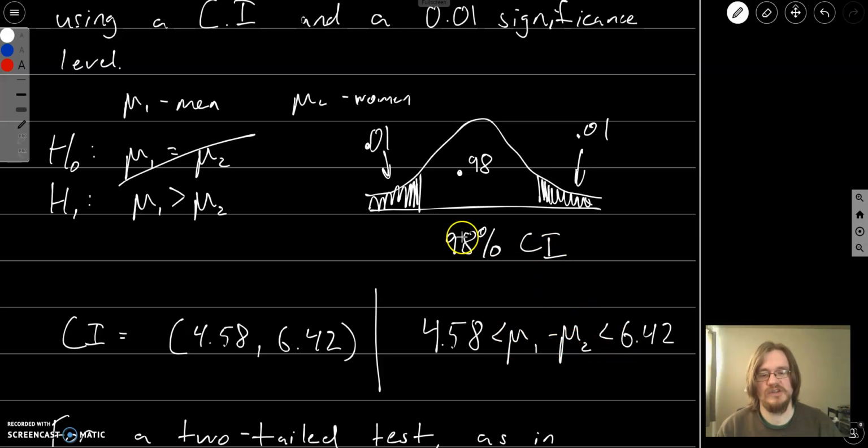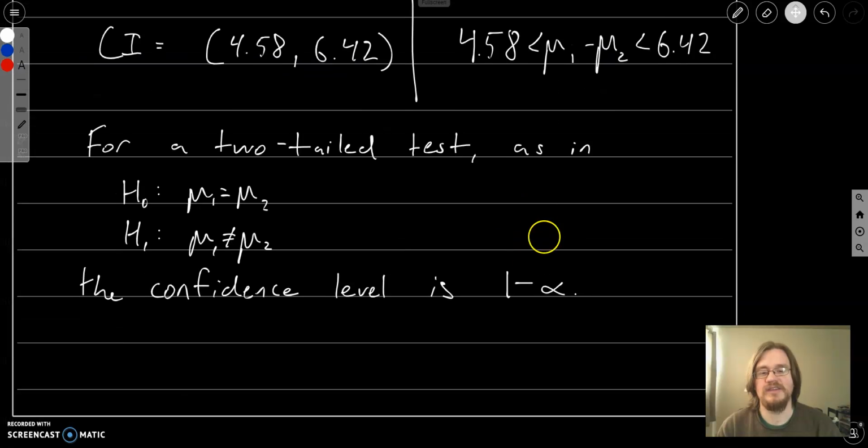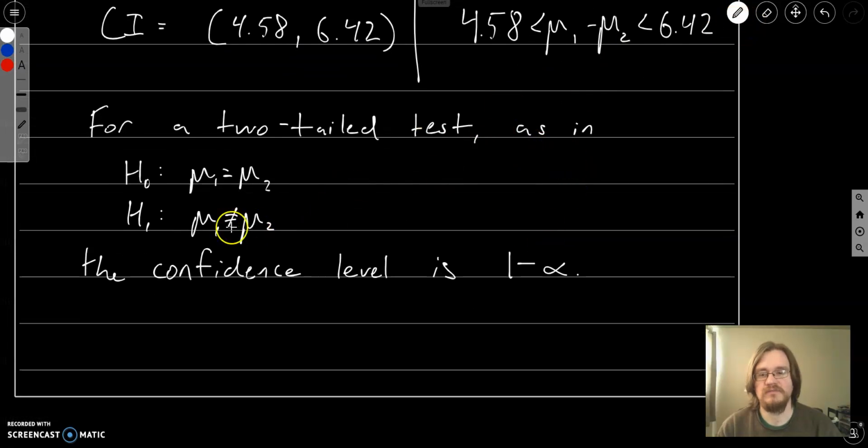So that's all there is to it. I was mistaken before about the confidence level. I had mistakenly said that this should be a 99% confidence level. It is in fact 98. We have the significance on both sides. For a two-tailed test, this is not the case. So if we're just testing if mu1 is not equal to mu2, the confidence level is just 1 minus alpha.